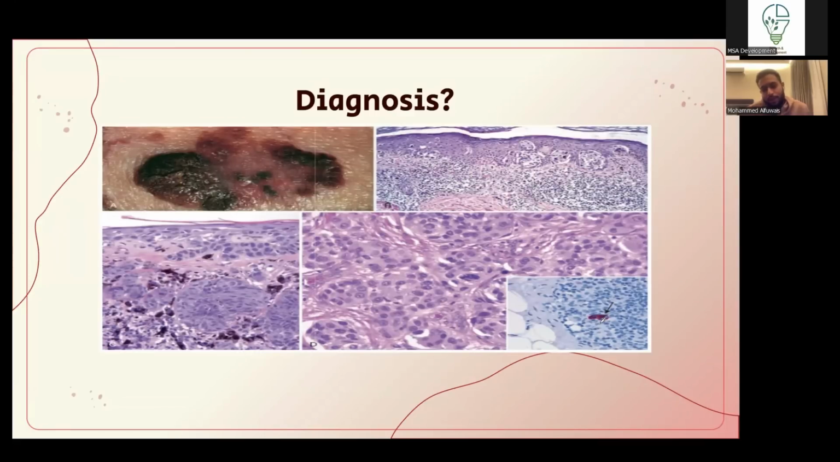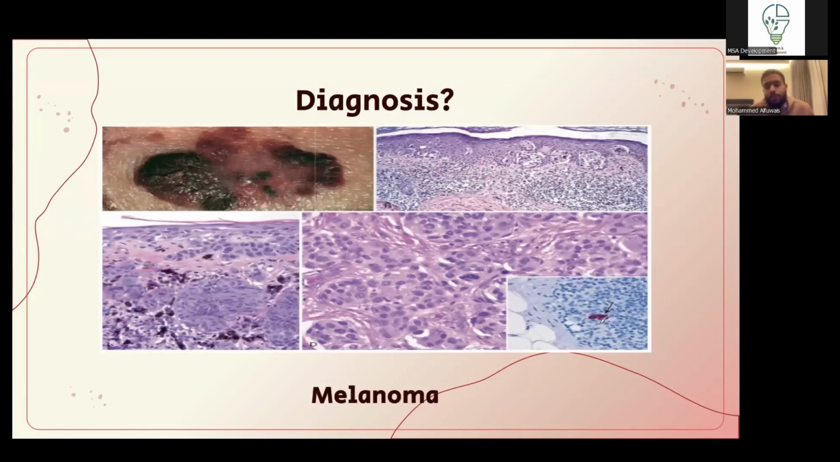S100. There's another one. Do you guys know what it is? Melan-A. There's a third one. HMB-45. Excellent. HMB-45, Melan-A, and you have also the most important one, S100. Usually they'll tell you it as an S100 positive lesion.